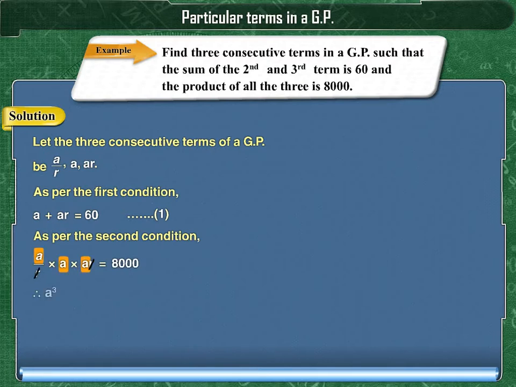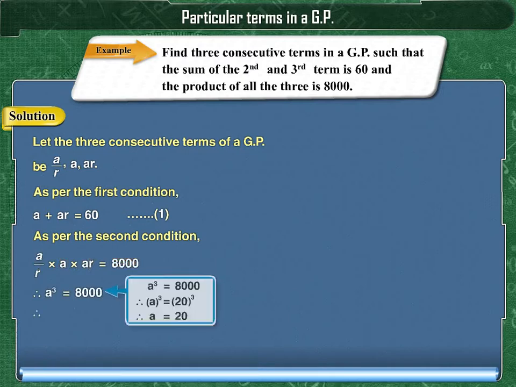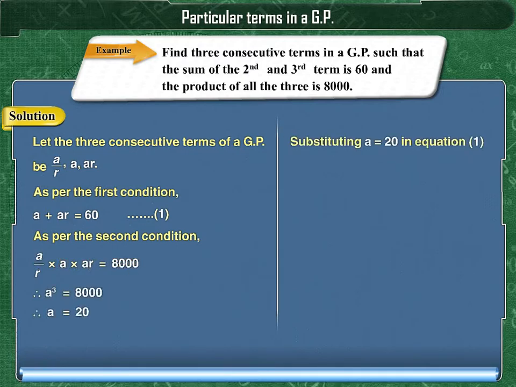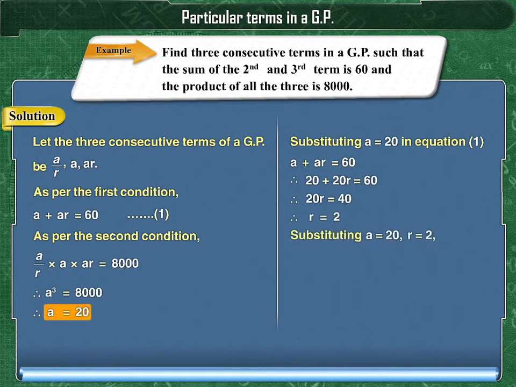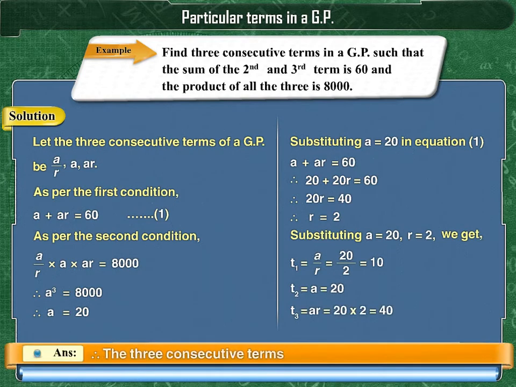Therefore, a is 20. Substituting a is 20 in a plus ar is 60, we get 20 plus 20r is 60. On simplifying, we get r is 2. Substituting a is 20 and r is 2 in the assumed terms, we get T1 is 10, T2 is 20 and T3 is 40. Thus, the 3 consecutive terms of the GP are 10, 20, 40.